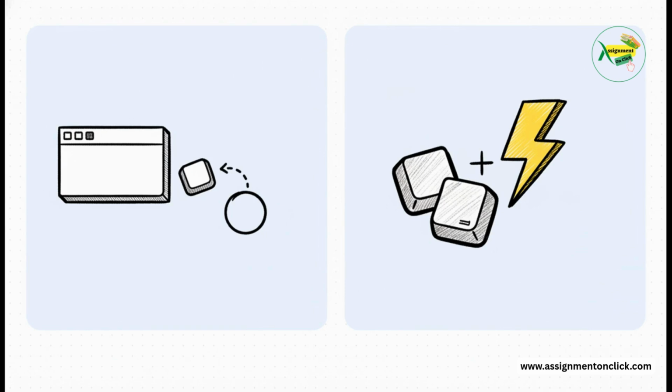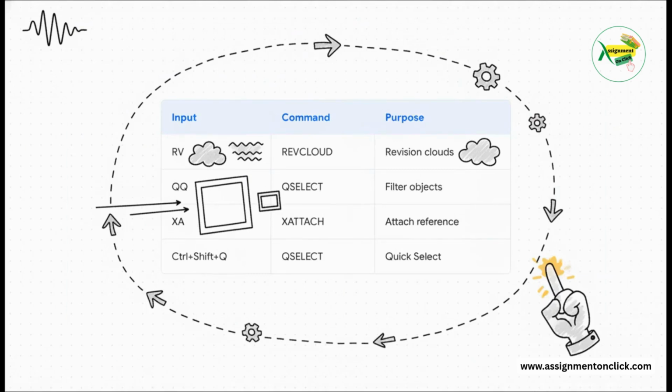Aliases modify prompt behavior through your PGP file, where shortcuts rely on key combos edited over in the CUI editor. They do slightly different things, but both are going to speed you up significantly. Take a look at a few of these real-world examples. The trick to a truly great alias is a logical relationship. RV for revision cloud, XA for Xattach. You want these to be deeply intuitive so your muscle memory just takes over immediately. A logical pairing makes these vastly easier to memorize than just some random string of letters.